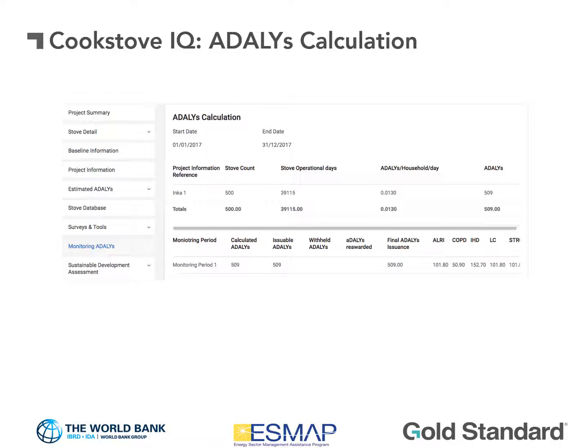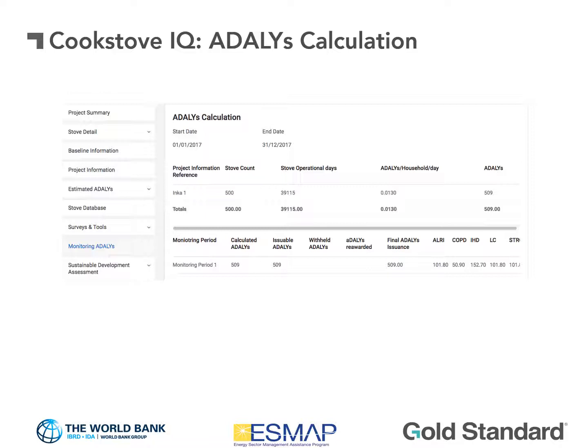The final step in reporting ADALYs is to press the Submit button, which freezes all data for auditor and certifier review. And once the data is successful, it will be used to issue certificates according to the values calculated by IQ. You can see a second table on screen, which shows the concept of withholding ADALYs, which is something that has been explained in earlier tutorials.